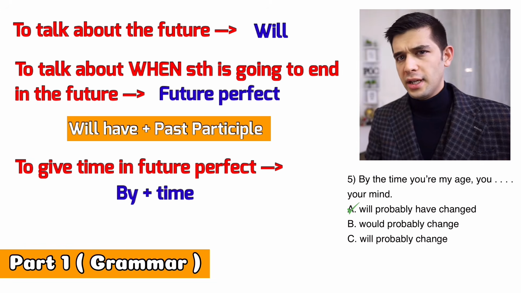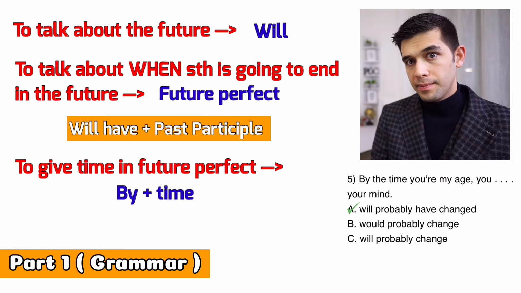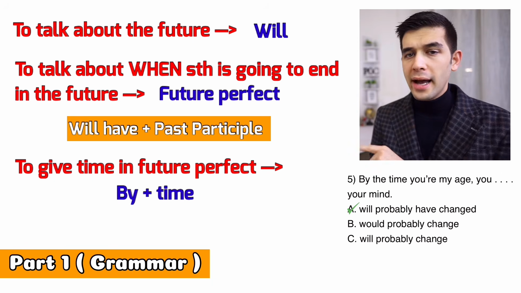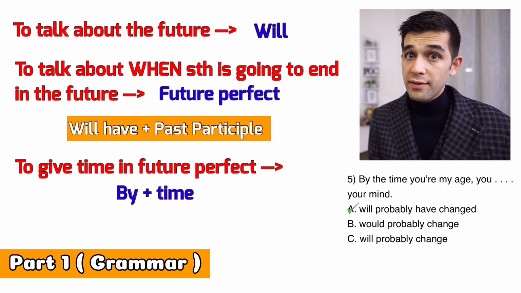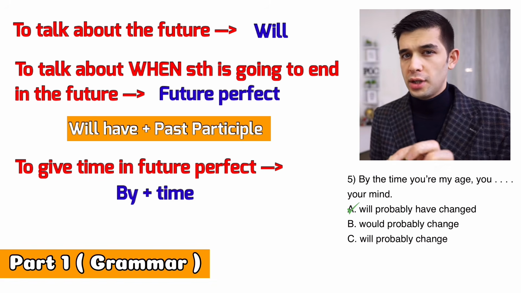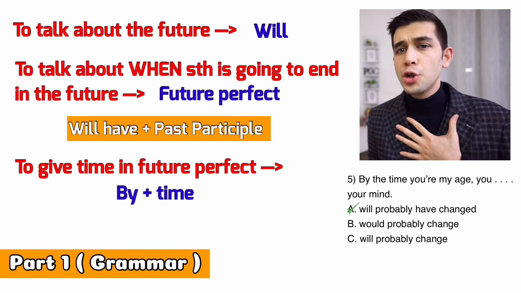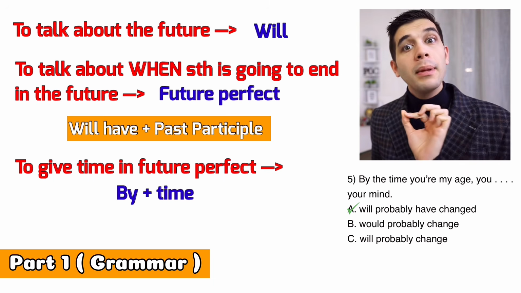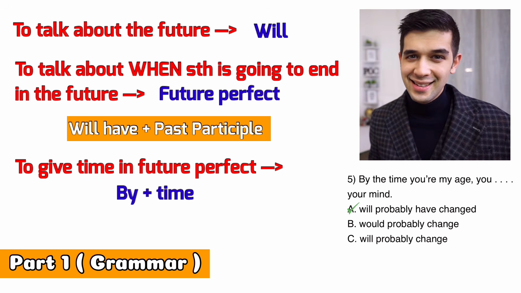Now look at this question again. By, and then we have a time. The time you're my age. By the time you're my age, so we need to use a future perfect. You will have changed your mind. But am I entirely sure? No. So I use the adverb probably. You will probably have changed your mind.